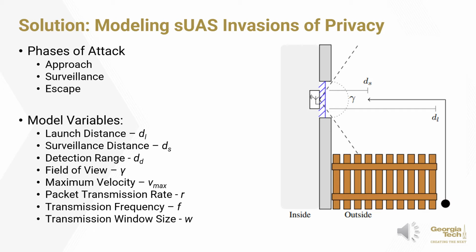We use the following model variables to help us further define the SUAS attack. For example, we have the distance launched, or launch distance, DL, which is the total distance between the target and where the attacker launches it. The surveillance distance is the distance between the target and the drone when it stops and is in the surveillance phase of the attack. The detection range is when we can actually detect it with our wireless access point. The field of view, which is our wireless access point's field of view outside of the window in this example. The Vmax, or maximum velocity. The packet transmission rate, which is the data transmission rate. The transmission frequency F, as well as the transmission window size W.